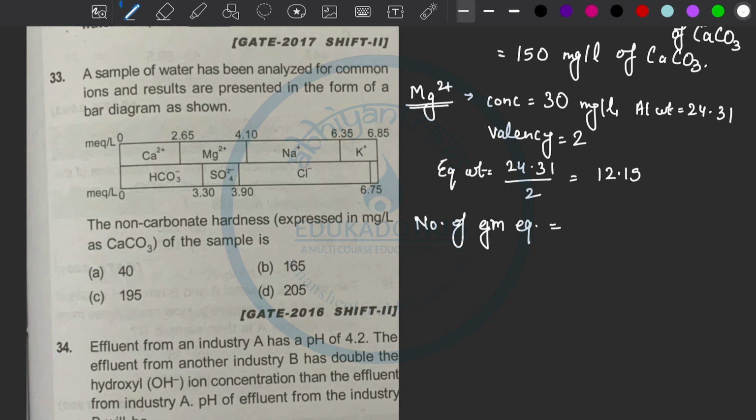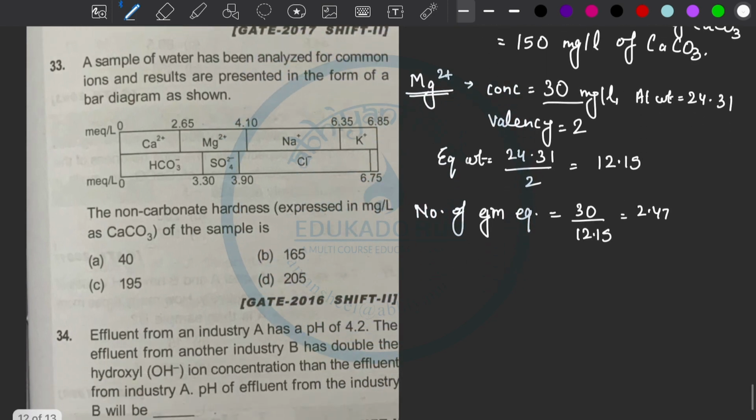Now number of gram equivalents is equal to what? How much is the concentration? 30. So 30 divided by equivalent weight, that is 12.15. So we got 2.47. Now we want it in terms of milligram per liter of CaCO3, so that will be equal to 2.47 into 50, that will be equal to 123.4 milligrams per liter of CaCO3.